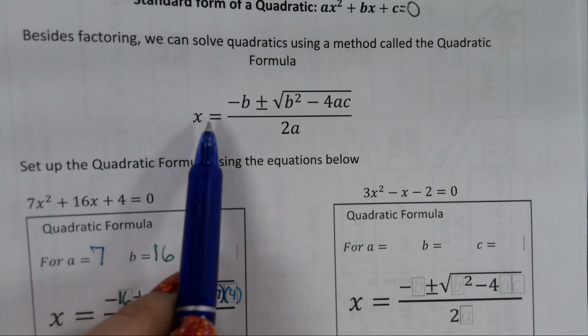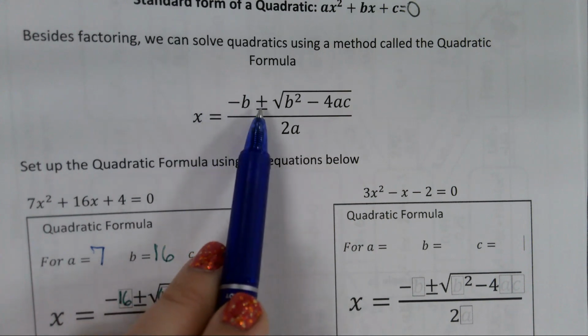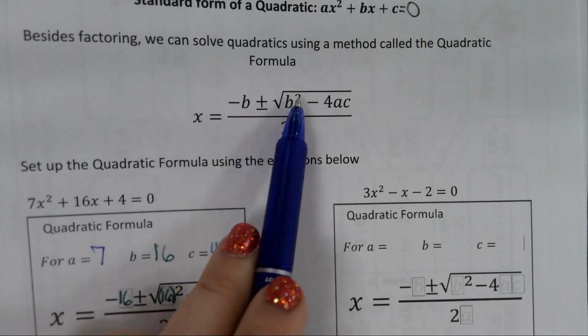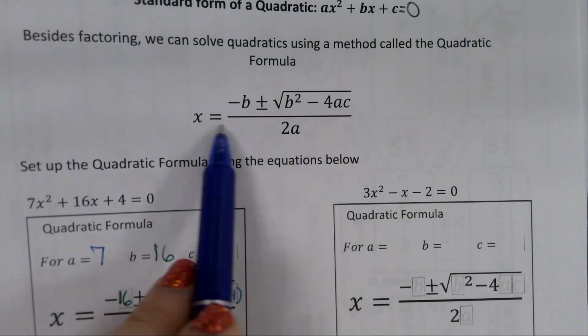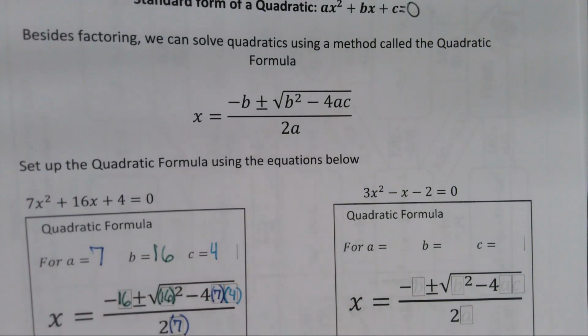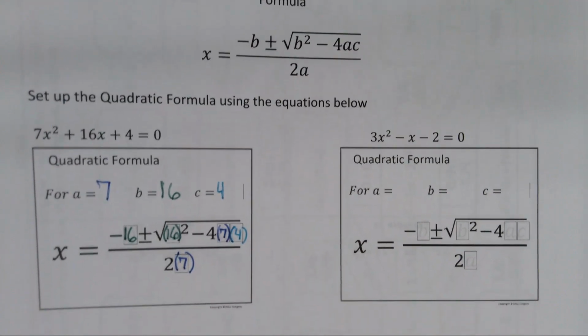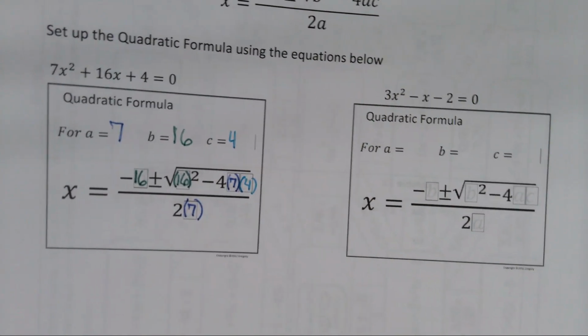X equals negative b plus or minus the square root b squared minus 4ac all over 2a. So as I start to write this formula down, I'll sing that every single time just to make sure that I've got everything in the right place.